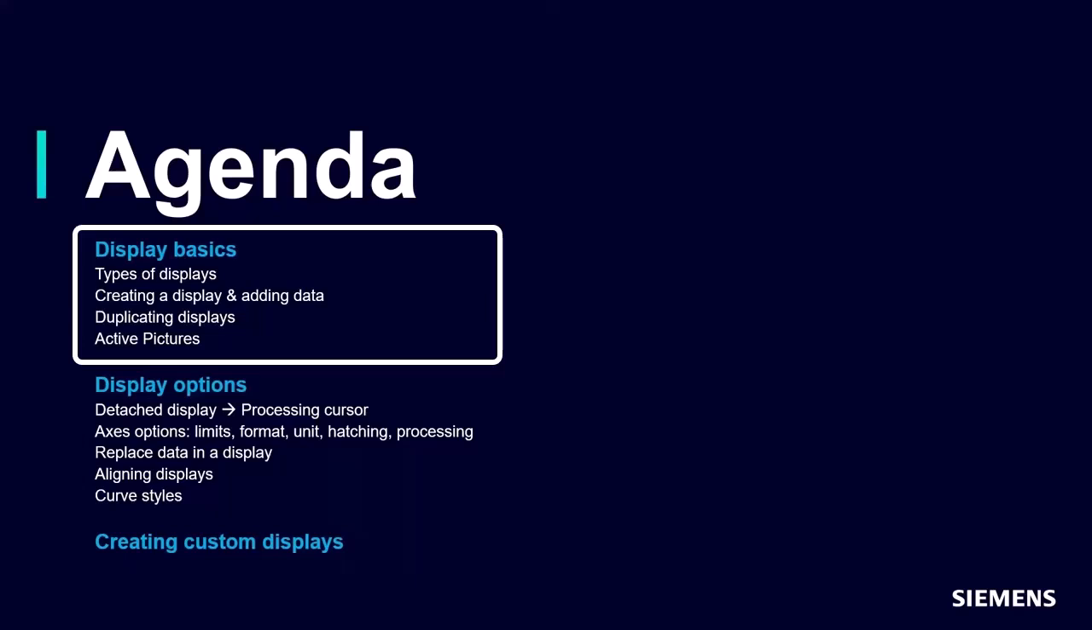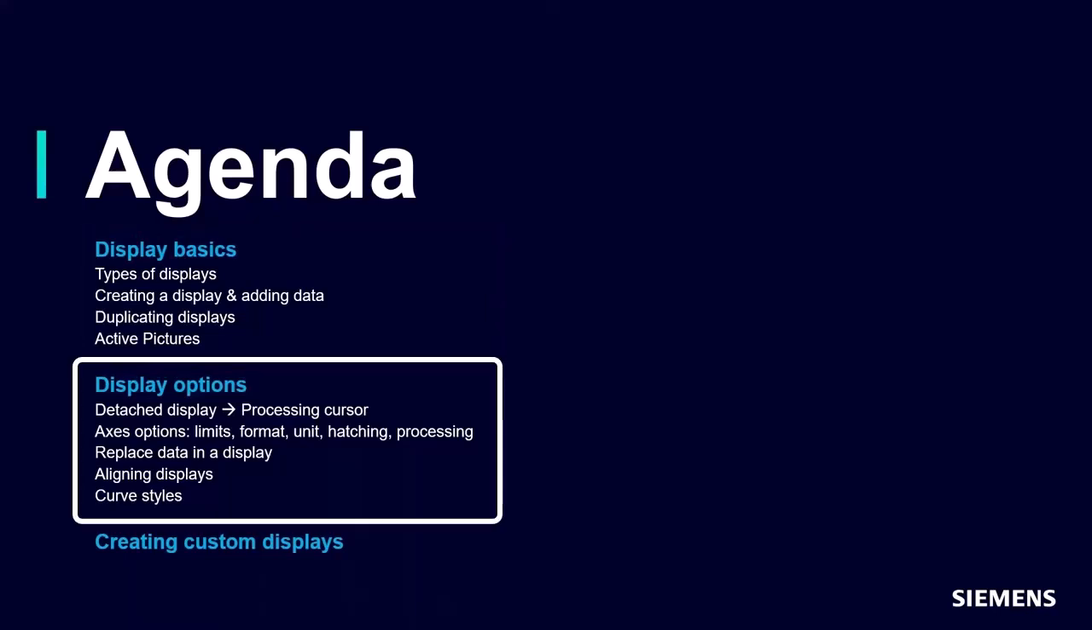If you've never done that before, you'll know after today. And then some other basic stuff, things like duplicating a display. If you've got one that looks like what you want and you want to maybe create a sister plot or something, I'm going to show you how to just duplicate that display. And then as a fundamental aspect of Test Lab displays, I'll bring up active pictures, which is a key feature for us. Then the middle agenda item there is the display options. We'll talk about some different things that are a little bit hidden in the software, so maybe you're familiar with them, maybe not. We'll go over the things listed here.